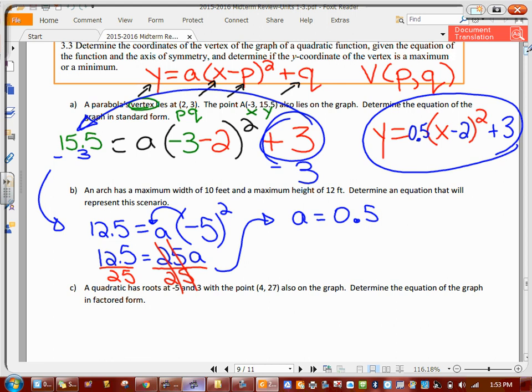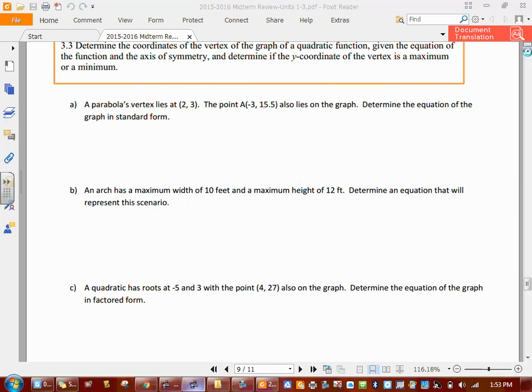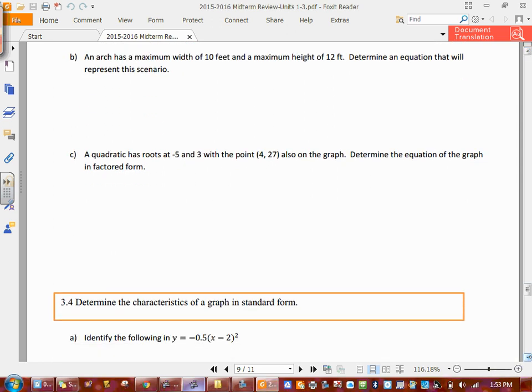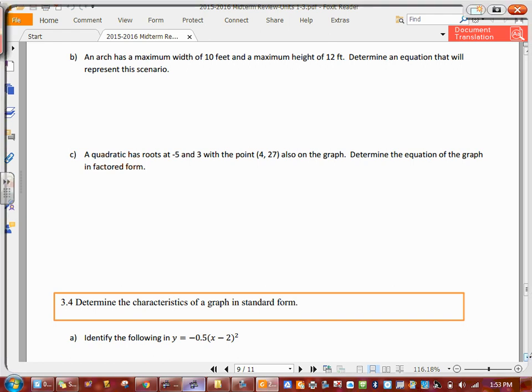The next one's talking about an arch. The archway, we can create an equation knowing the max, mins, and the length of our arch. So, in this question, we have a maximum width of 10 feet. So that tells us that we're going to be having 10 feet. We have an arch. So from here to here is 10. Okay? So that means our x-intercept is 10, because it's 10 feet. And it starts at 0. Yeah, problem solving always starts at 0.